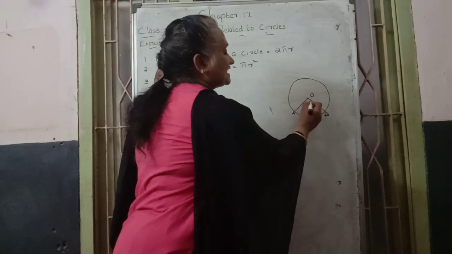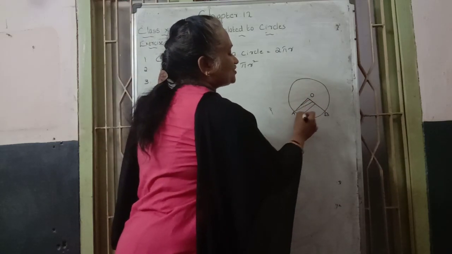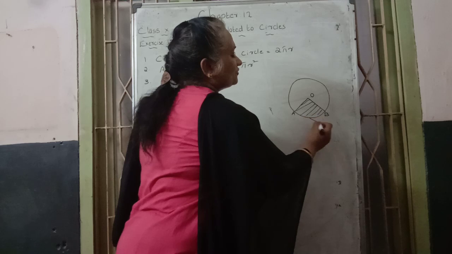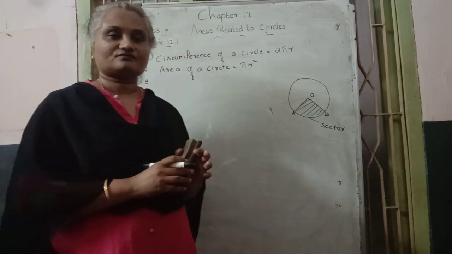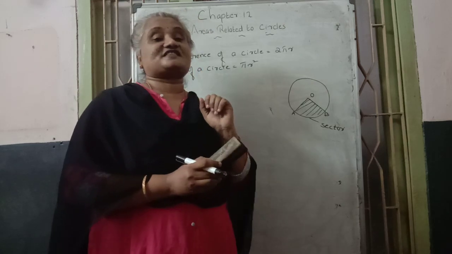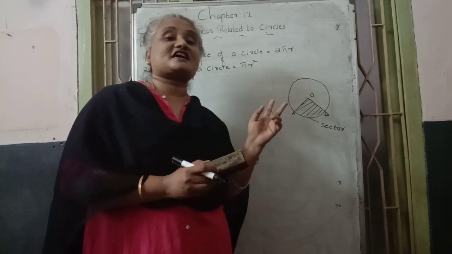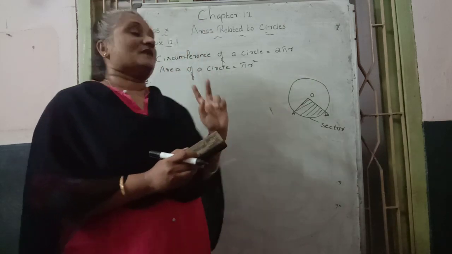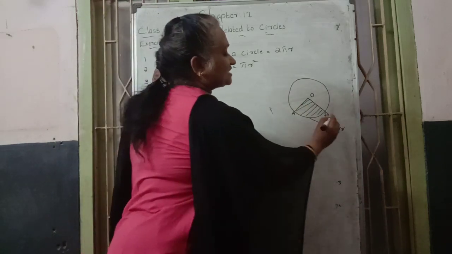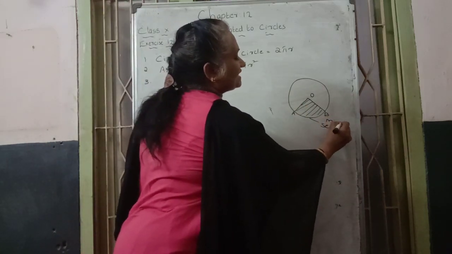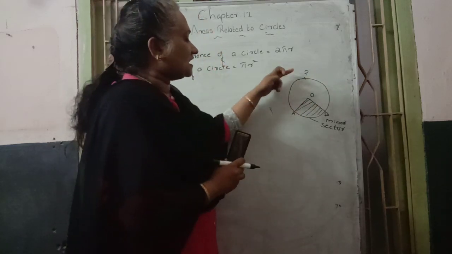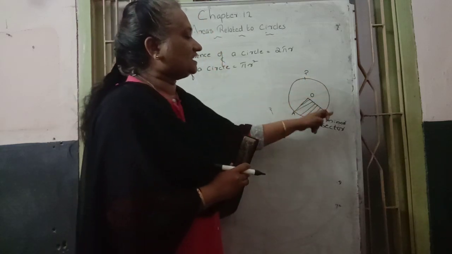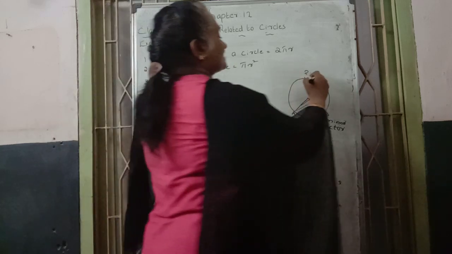The region joining the two radii and the arc, we call it a sector. There are two types of sectors: one is the major sector, another is the minor sector. The small part we represent as the minor sector. Here A, P, B is the major sector.